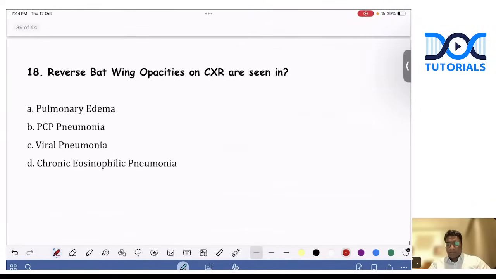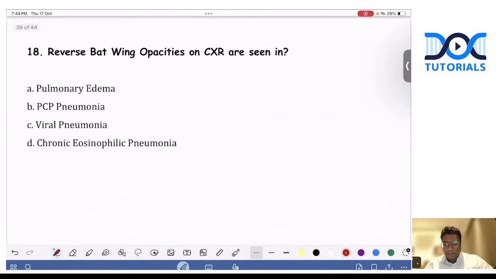Next, reverse bat wing sign on chest X-ray. Where do you see reverse bat wing appearance on chest X-ray? Reverse bat wing opacities on chest X-ray are seen in... Anybody? Pulmonary edema, PCP pneumonia, viral pneumonia, chronic eosinophilic pneumonia. Reverse bat wing opacities.